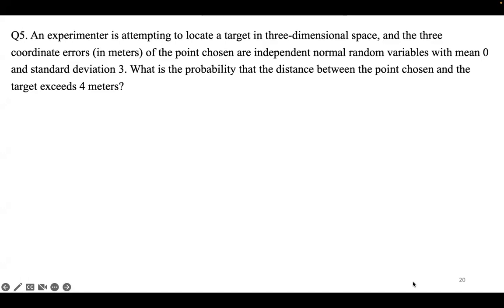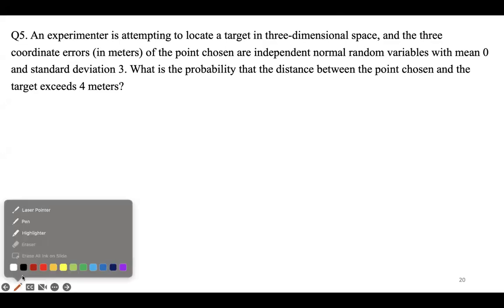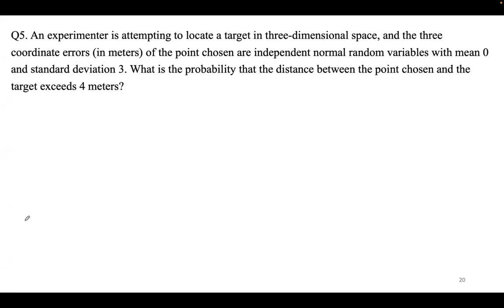So three errors are there, and these errors are random variables. They are independent normal random variables with a mean mu and a standard deviation 3. What's the probability that the distance between the point chosen and the target exceeds 4 meters? Now you can see we are talking about three random variables which have a normal distribution, and we want to calculate a probability which is some combination of those random variables, okay?